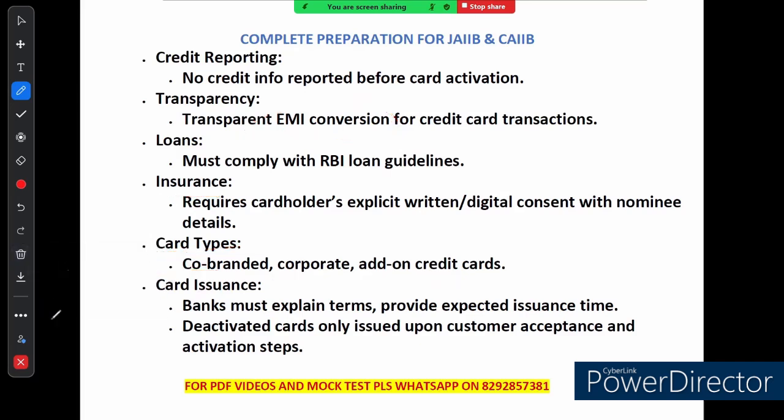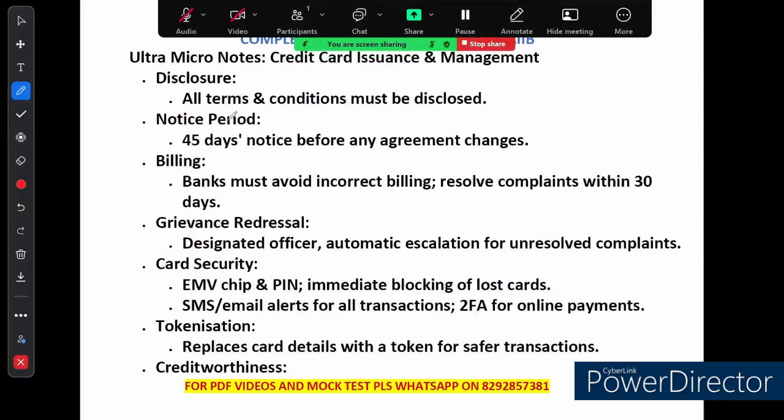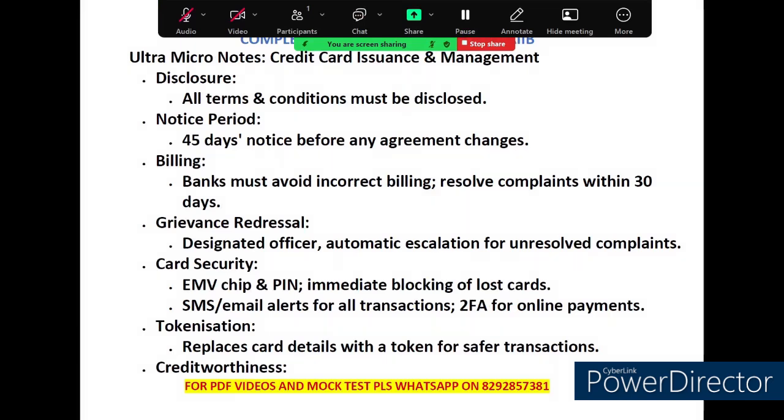Now let's talk about how to manage your credit card. So you can see card issuance and management. Banks are required to give you all the terms and conditions upfront. If they want to change anything, they have to notify you at least 45 days in advance. Remember it. Your card security is a big deal. Cards now come with an EMV chip, right?